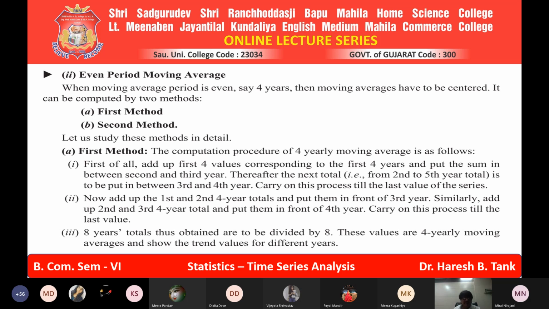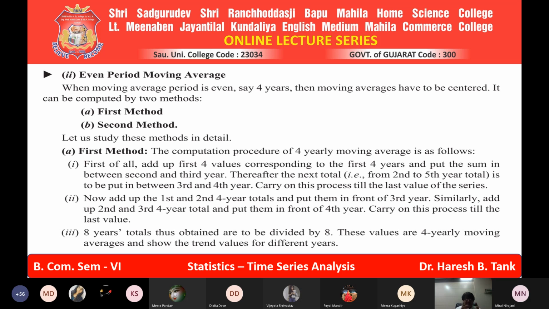I mean, there should be some other way out. Okay, then what should be done? We have to add those averages again and divide by 2. Absolutely correct. You have to make averages 2 times. So first of all, make a bunch of 4, make a total.